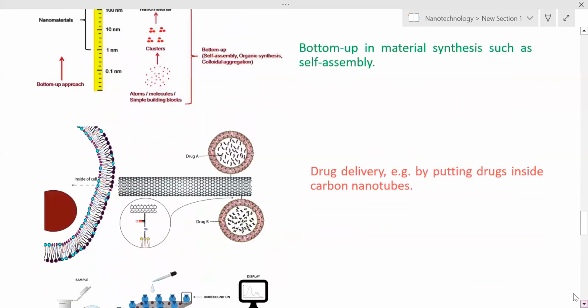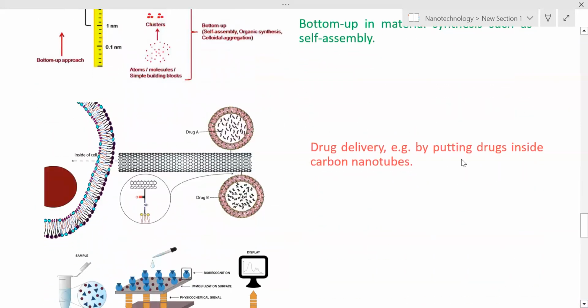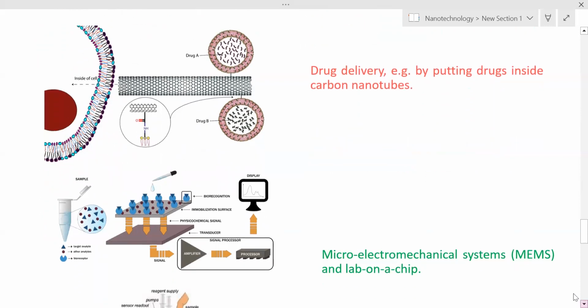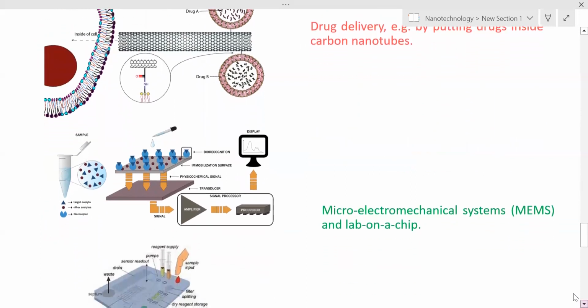And also applications like drug delivery, where by putting drugs inside carbon nanotubes, we send them inside the cell. This is a carbon nanotube. This is drug A and drug B. Both are kept in the carbon nanotube and sent into the cell. That's how drugs, medicines, are being delivered.